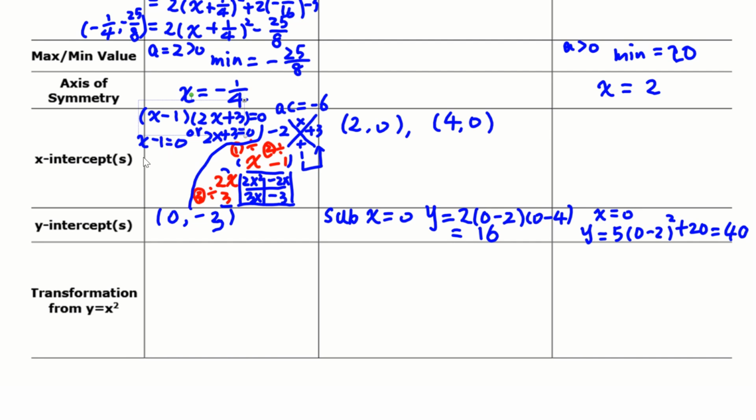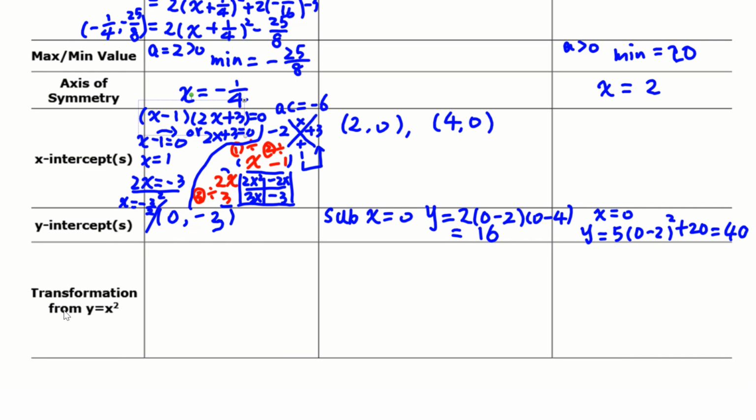You will have x equals 1. Move the 3 to the other side of the operation, and for the other one you will have 2x equals negative 3, divided by 2. You will have x equals negative 3 over 2. So you have 1 and negative 3 over 2 as the x-intercepts.